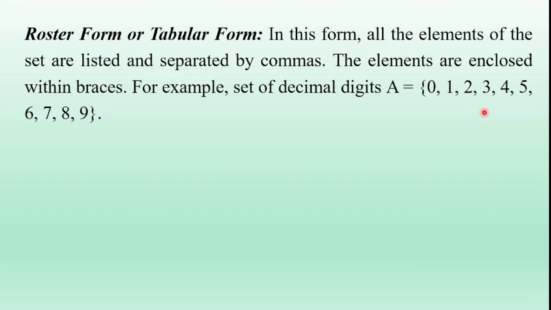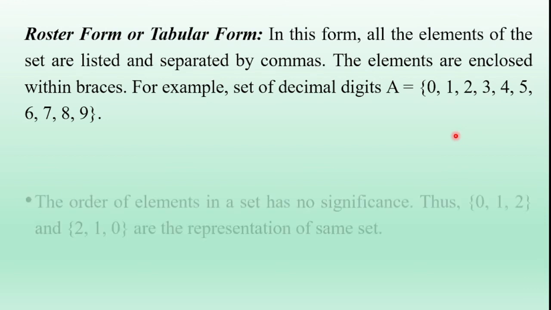For example, the set of decimal digits, the set A is equal to {0, 1, 2, 3, 4, 5, 6, 7, 8, 9}. Now here all the elements are separated by commas, and all the elements are enclosed within the braces. So that is the roster form or tabular form and example. The order of the elements in a set has no significance. Thus, let us consider two sets.